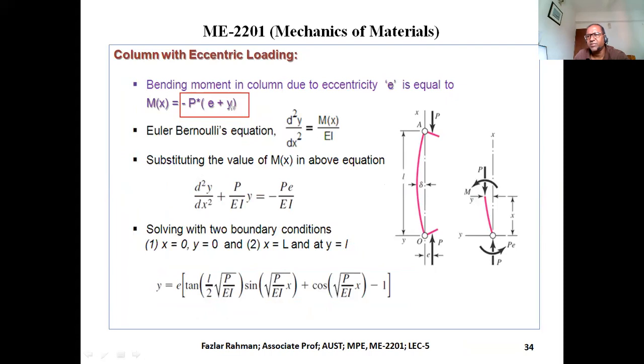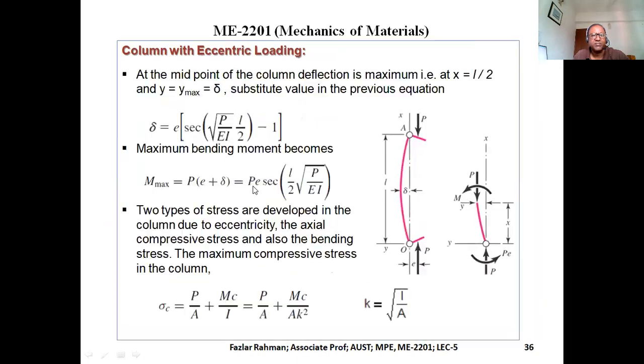When Y is maximum, when X equals L by 2, that means delta. So M will be maximum at, if I say M underscore max, that will be P, that means force, into eccentricity E plus delta. What is delta? Maximum deflection.